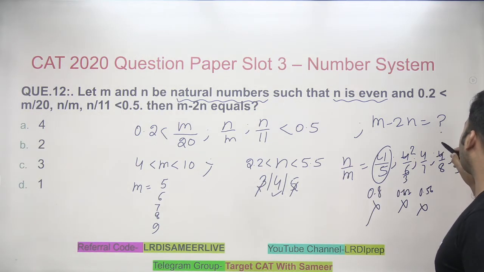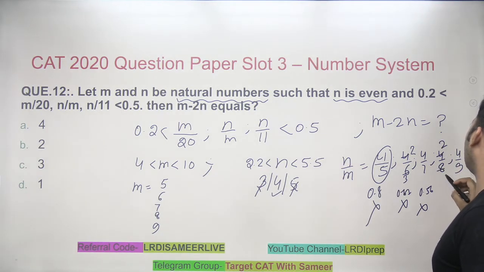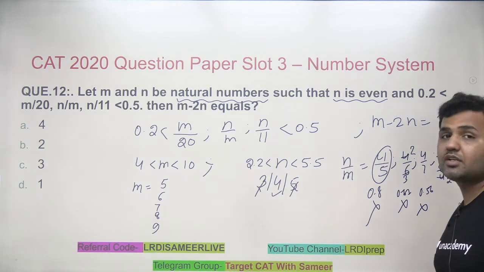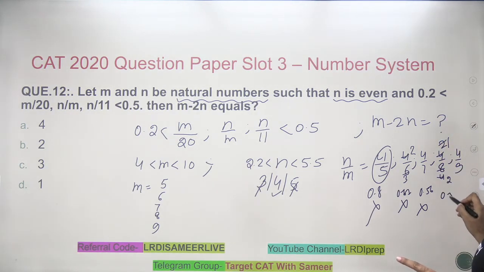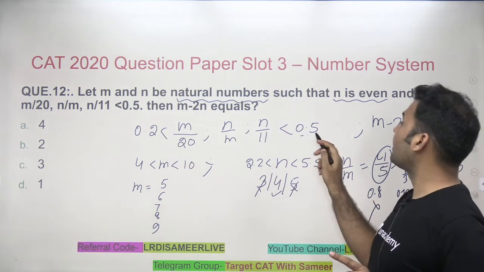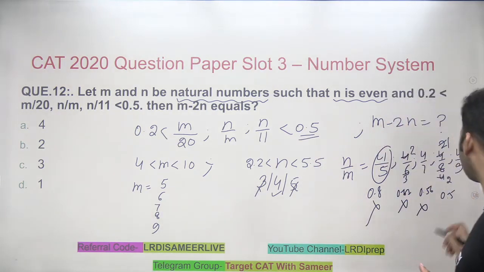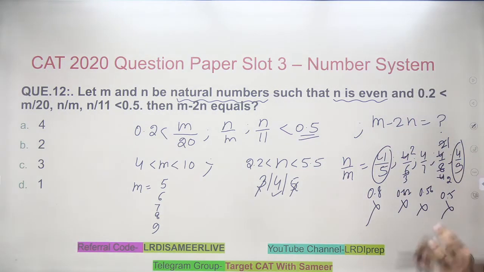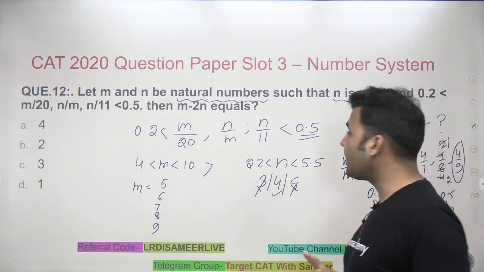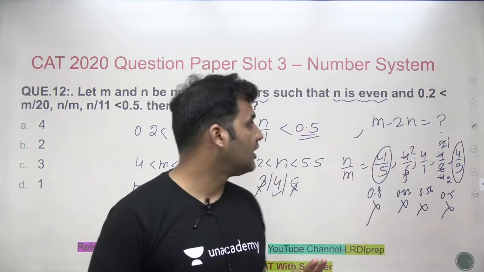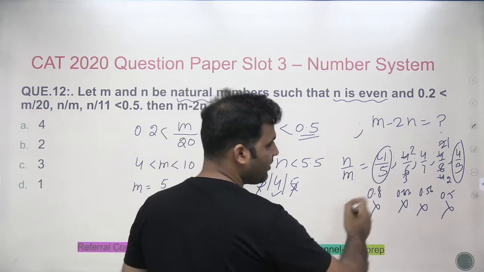4 by 8 you can see is 2 by 4, that is 1 by 2. 1 by 2 is 50%, that is 0.5. I need the value of N upon M less than 0.5, so this is also eliminated. So the only one case left is 4 by 9. That means N is 4 and M is 9.